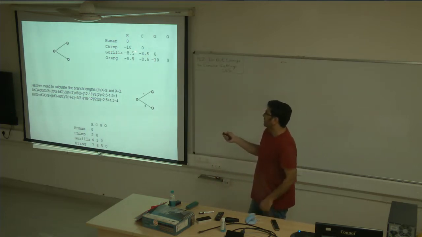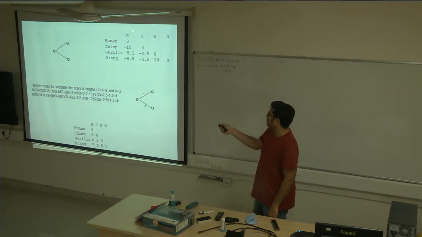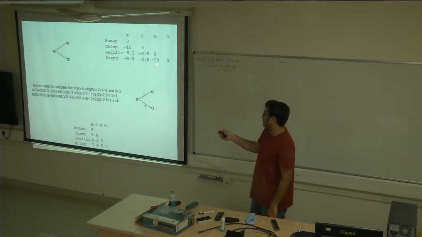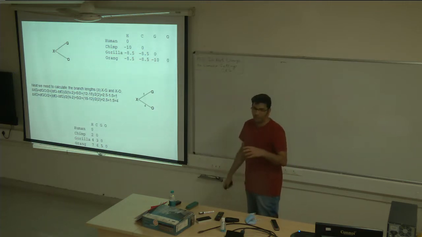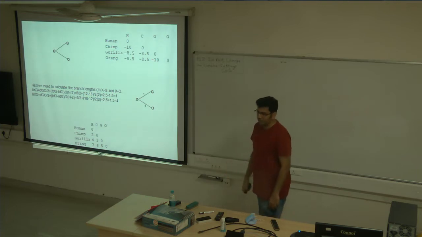Yeah, so remember these are negative values. So this is the lower distance. So both the human-chimp and gorilla-orangutan pairs have the lowest distance, so we can pick either of the two and start the tree building process. Here we have picked gorilla and orangutan.